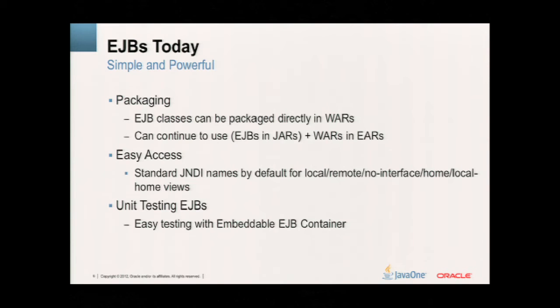One of the features that was added in EJB 3.1, which we'll get into later, is the Embeddable EJB Container. With the Embeddable EJB Container, you can use your JUnit to launch the EJB container. It will deploy the EJB jars which are there in the system class path, and you can invoke on local as well as remote client views there. It makes it real easy to test EJBs, both local as well as remote client views.